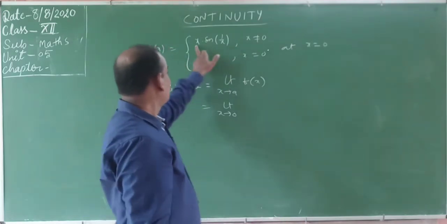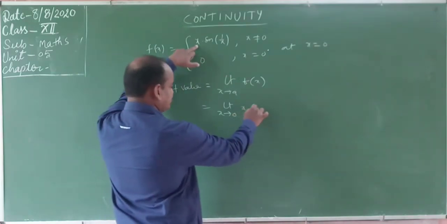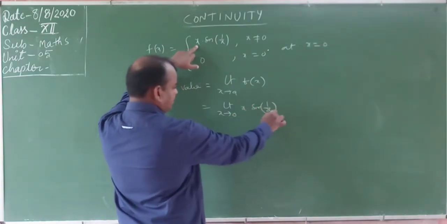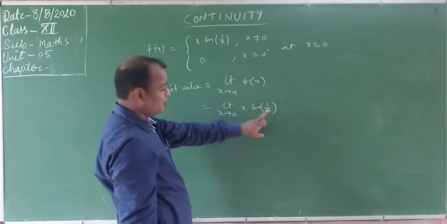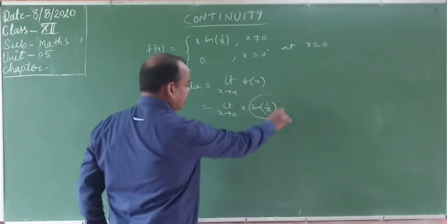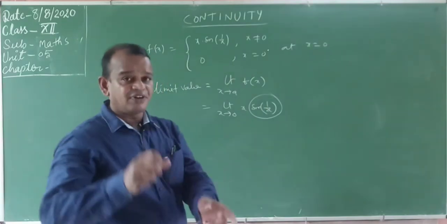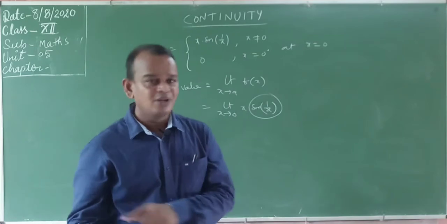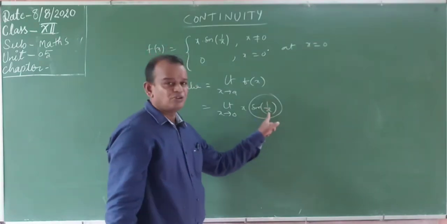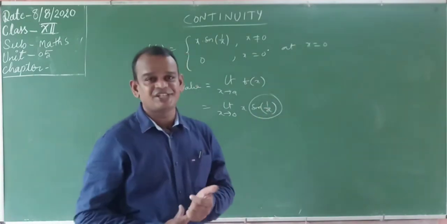What is the function? x into sine of 1 by x. Now substitute the x value 0. You cannot substitute here. Here sine 1 by x is a sine function. The sine function is always oscillating, it lies between -1 and +1. Minimum value -1, maximum value +1. We cannot write 0 here. 1 by 0 means infinity, not defined. We cannot write it.